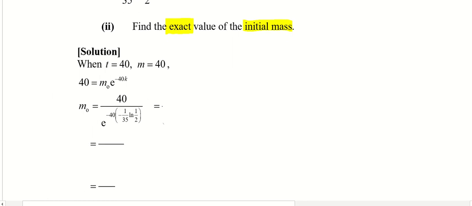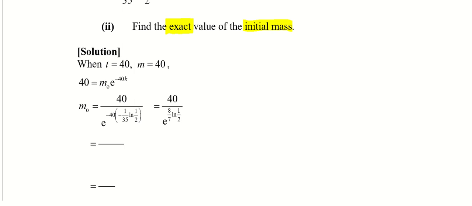Now because the answer is exact, which means you're expected to, and take a look at the marks, there's 3 marks, you cannot just stop here. You have to simplify your working. Allow me to carry on first. Once you simplify, you reach this. We still cannot stop here, because if you take a look at your power, it is e to the power of something. It's something we can simplify.